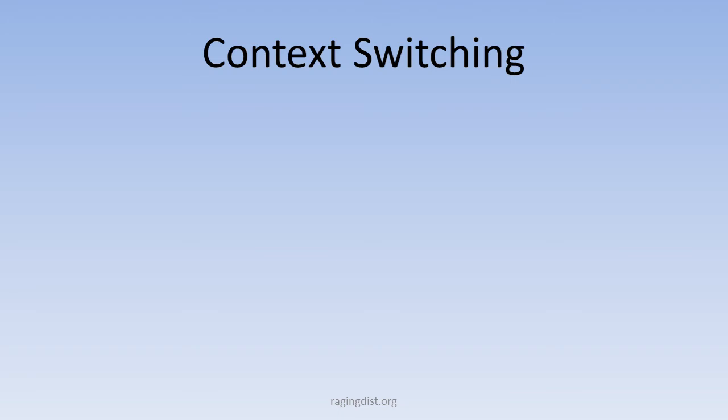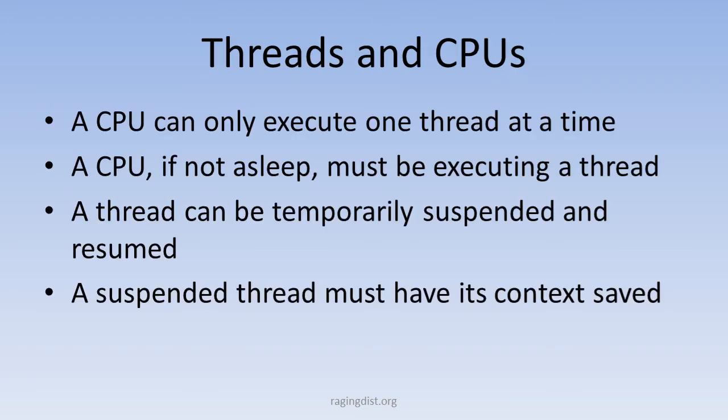So context switching involves threads and CPUs. Now a CPU can only execute one thread at a time. And I know what you're thinking: what about multi-core CPUs? So let me qualify this and say this doesn't apply to multi-core CPUs.